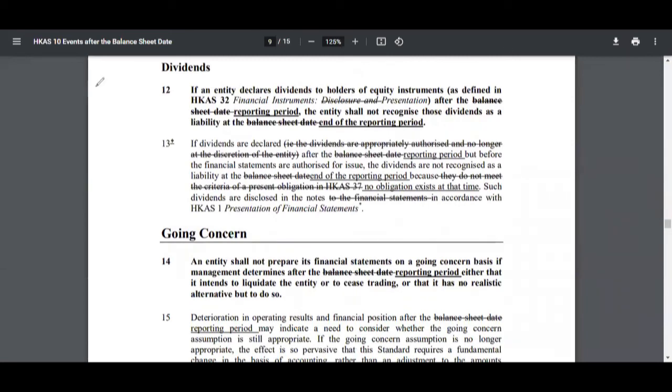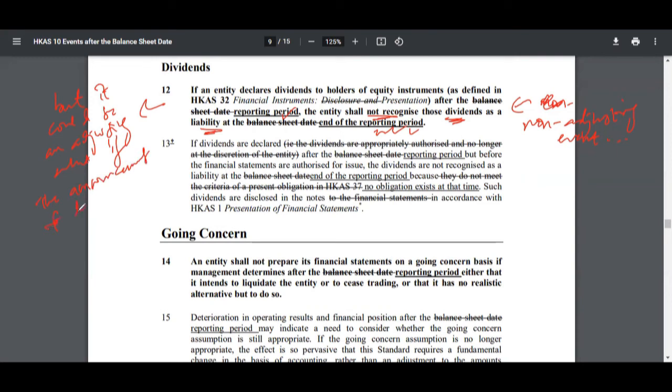Now, for example, dividends. It's very common that entities declare dividends to holders of equity investments after the reporting period, and the entity shall not recognize those dividends as a liability at the end of the reporting period. So this is a non-adjusting event. But it could be an adjusting event if the announcement of the dividend was made before the end of the reporting period. So you have to be really careful reading these statements.